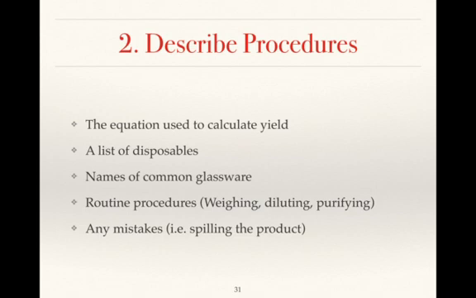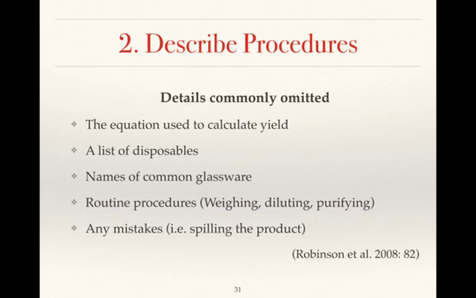Details, as well as what is normally included in their procedures, we also need to see what is normally omitted in the procedures. And you can see here that the equation used to calculate the yield is omitted, a list of disposables are omitted, names of common glassware is omitted, routine procedures such as weighing, diluting, and purifying are omitted, or any mistakes that you might have made are also omitted.